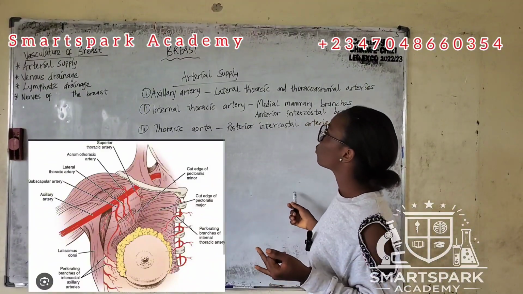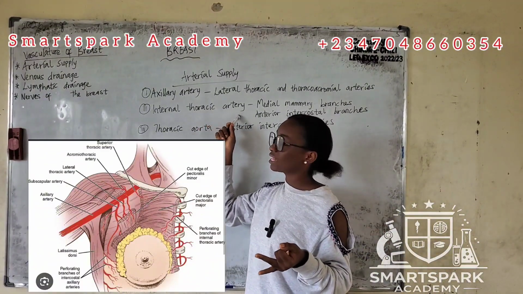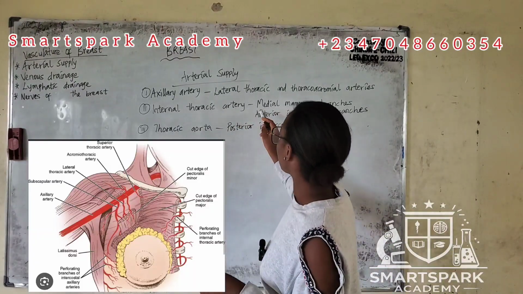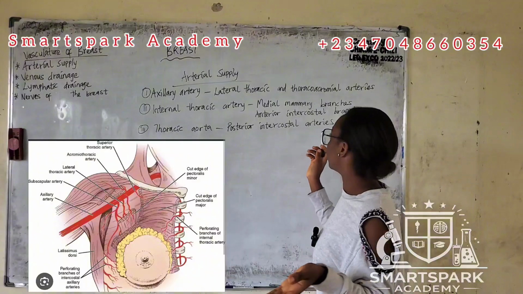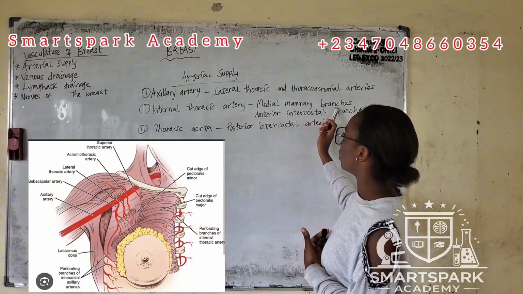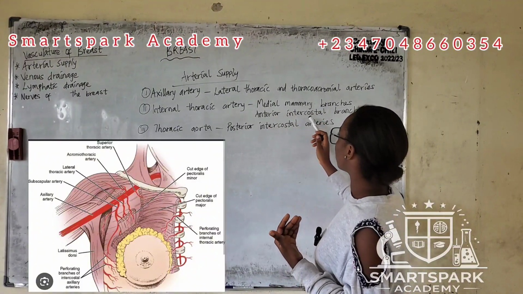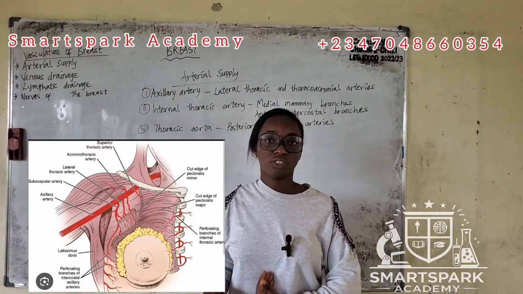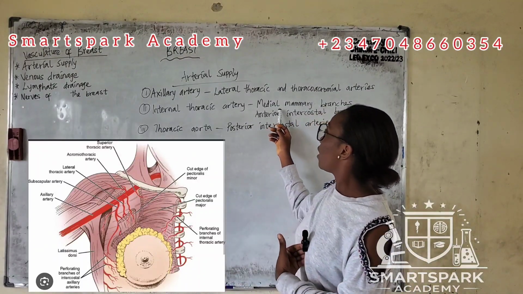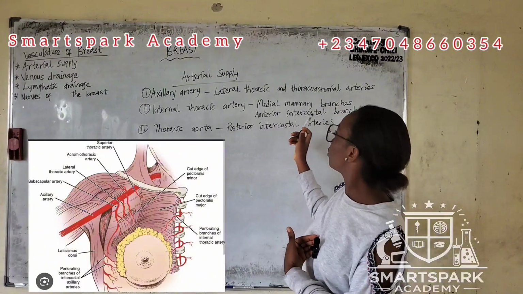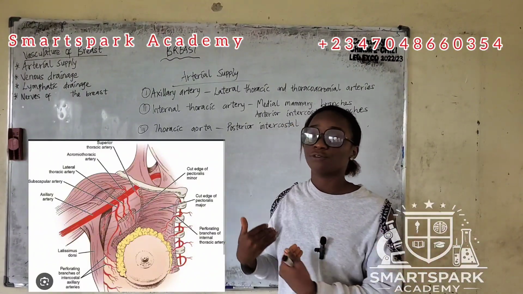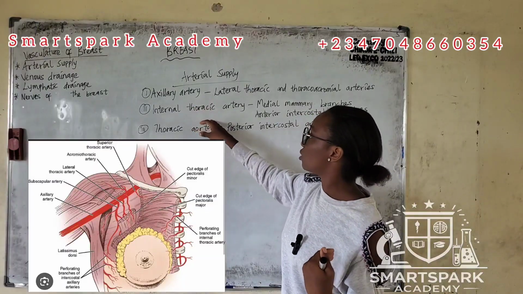Then, secondly, we have the internal thoracic artery, which originates from the subclavian artery. It has its two branches also, which are the medial mammary branches and anterior intercostal branches. This one is from the thoracic wall, the middle part of your body. I've talked about the axillary artery, which is coming laterally. We've talked about medially, which is the internal thoracic artery.